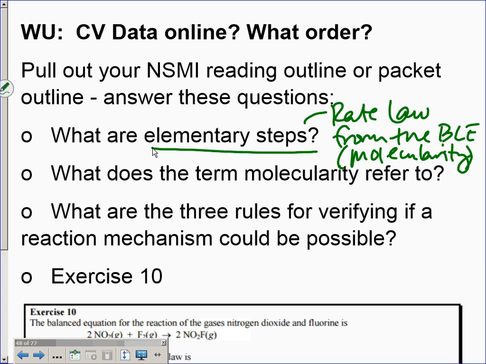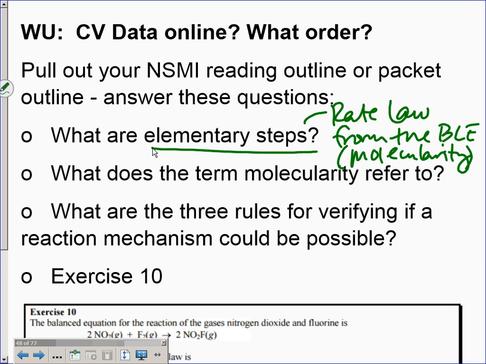Normally, if I give you a reaction and ask what the rate law is, are you allowed to use the reaction itself to write the rate law? We've never done that, right? We use data tables, we use integration, we use graphs. We never, ever write the rate law from the reaction.